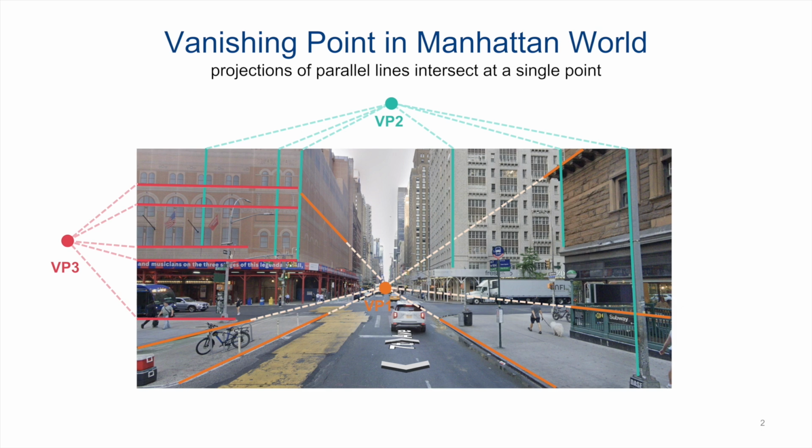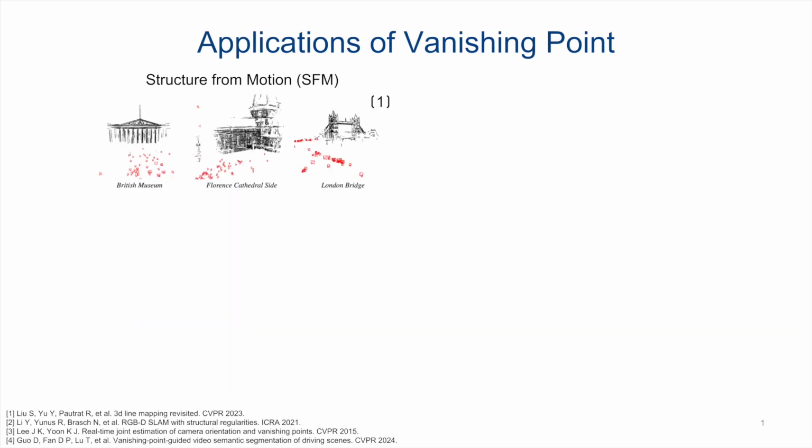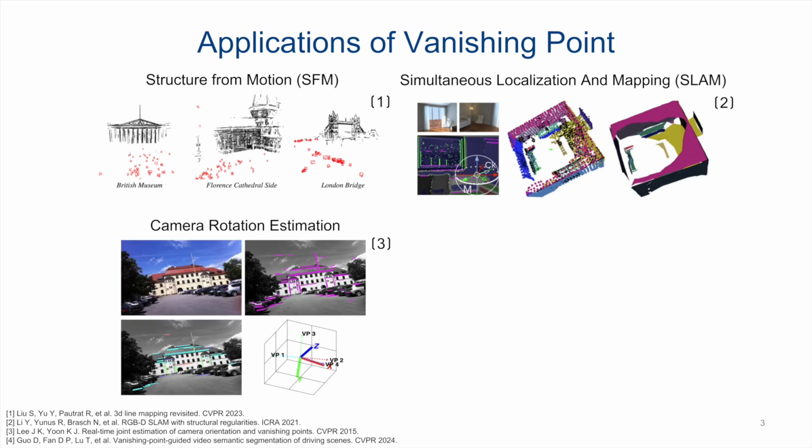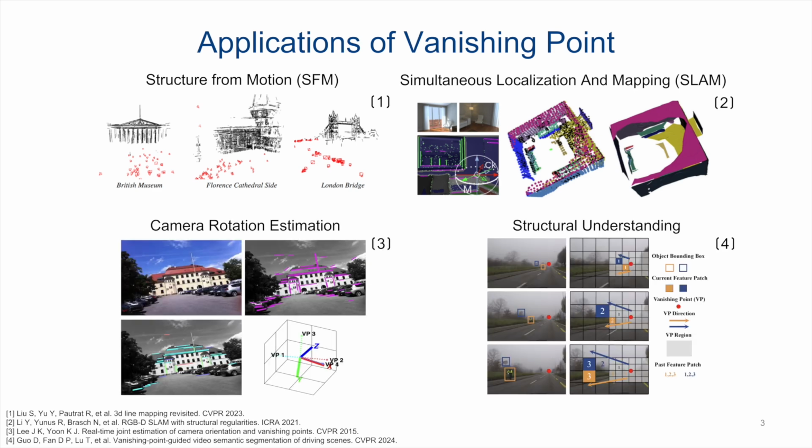In a 2D image, lines that are parallel in 3D space appear to converge at a single point known as the vanishing point. A space containing three mutually orthogonal sets of parallel lines is referred to as a Manhattan world. Vanishing point is a fundamental concept in 3D vision with broad applications such as structure from motion, simultaneous localization and mapping, camera rotation estimation, and structural understanding.